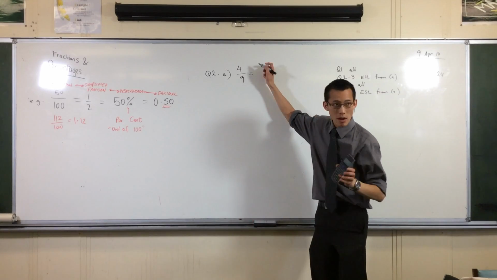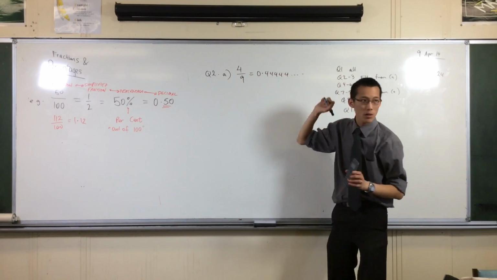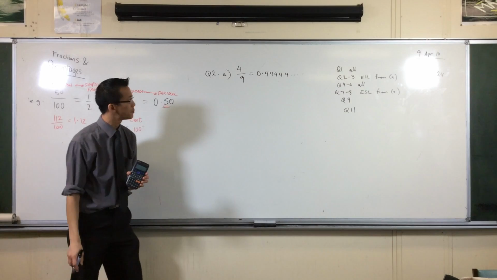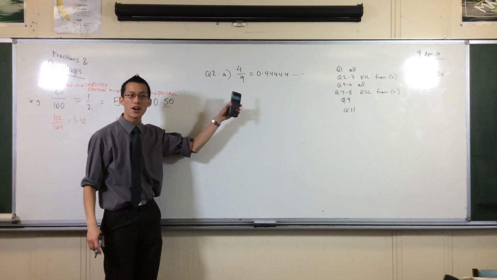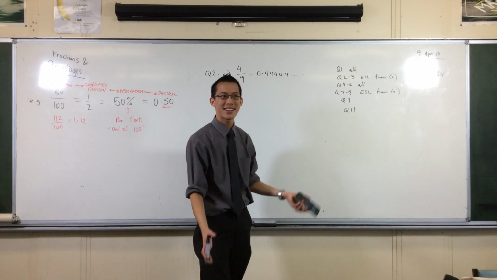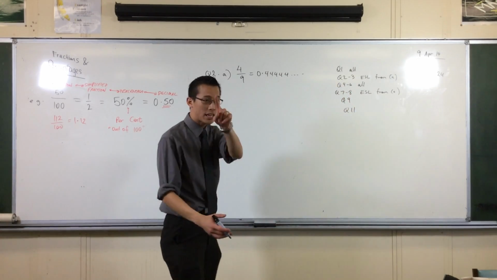Okay. So let's write this down. This is 0.4444, and the 4s go forever. Now I'm not going to do the dot. You'll see why in a second. Now what I've done is I've converted the fraction into a decimal, but I'm not done yet. I want to convert it into a percentage, right? So here's what I'll do.